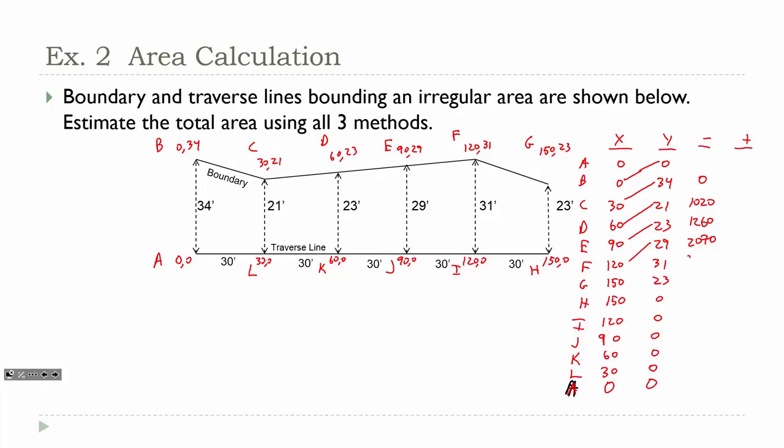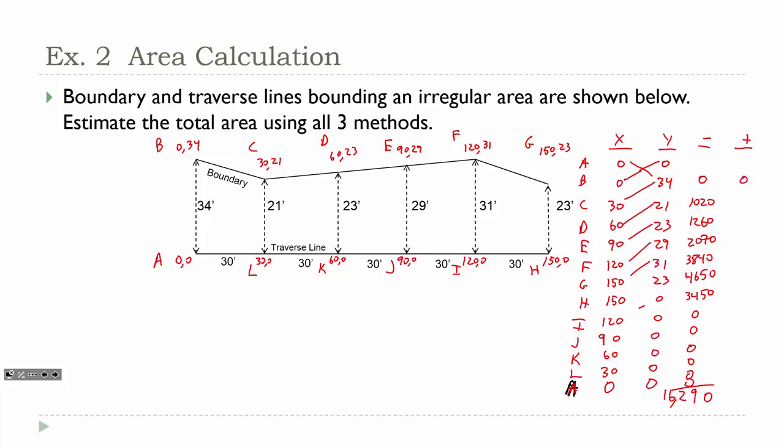29 times 120, 3840, 4650, 3450, so then we've got zeros the rest of the way down. Sum of that row: 16,290. So now we go through the other direction.